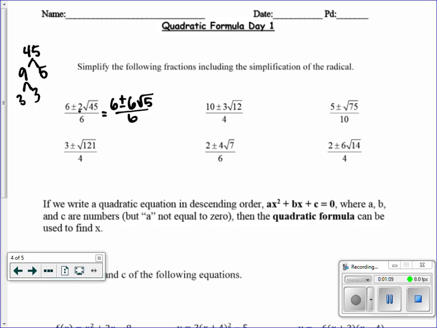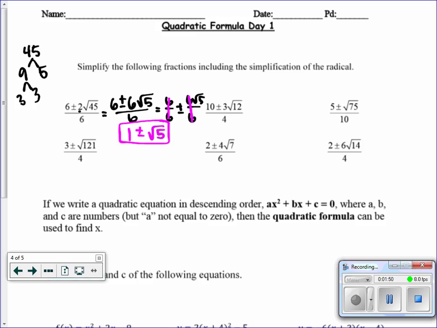Now from this part, anytime we have a plus or a minus sign on top of a fraction and the denominator is the same, we can separate it. So this is really saying 6 over 6 plus or minus 6 root 5 over 6. And now we need to simplify this part. We can simplify 6 divided by 6, which is 1. So 1 plus or minus 6 divided by 6, we're simplifying that outside part. So that goes away, and we're left with the square root of 5. And this would be our simplified answer.